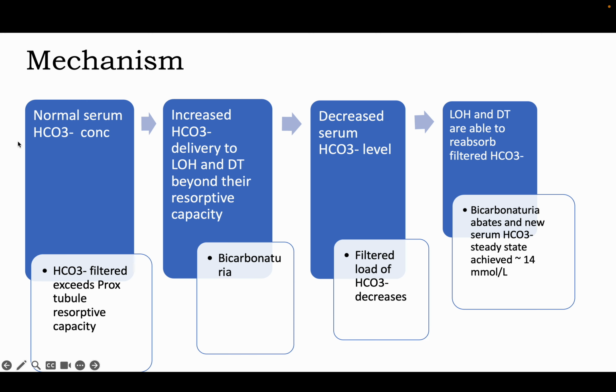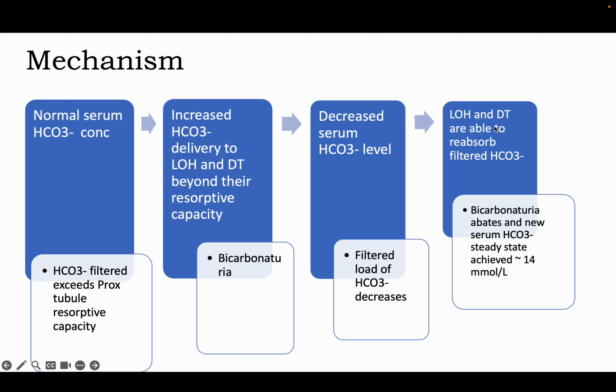So this is the mechanism. What happens in proximal RTA is that the absorption of bicarbonate is the problem. Bicarbonate is filtered through the proximal tubule beyond the reabsorptive capacity. It is not able to absorb at the proximal tubule level, so there is increased bicarbonate delivery to the loop of Henle and distal tubule, beyond their reabsorptive capacity. So there will be bicarbonaturia. What will happen because of the bicarbonaturia? There will be decreased bicarbonate level in the serum. Because of the decrease in serum bicarbonate, the filtered load also will decrease, so the amount being filtered in the glomerulus also will decrease.